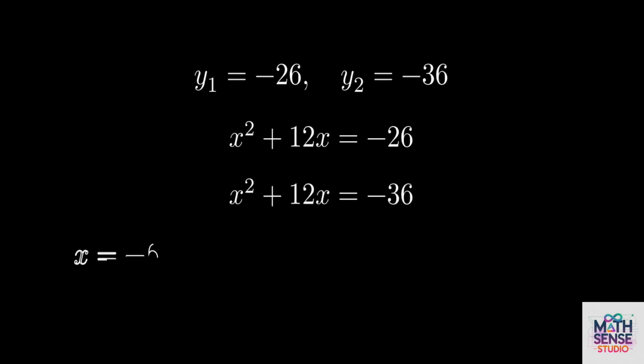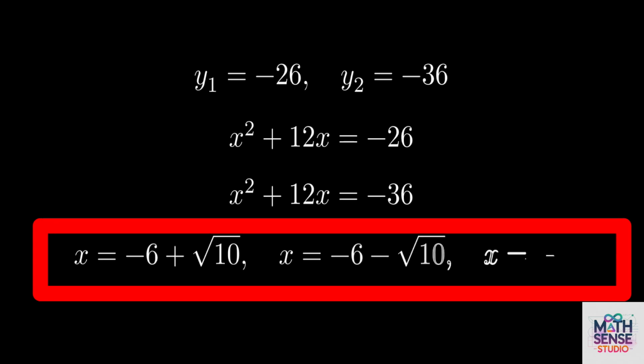So now y is equal to x squared plus 12x. So if we solve it for both values of y, the values of x we get are minus 6 plus square root 10, minus 6 minus square root 10, x equals minus 6.